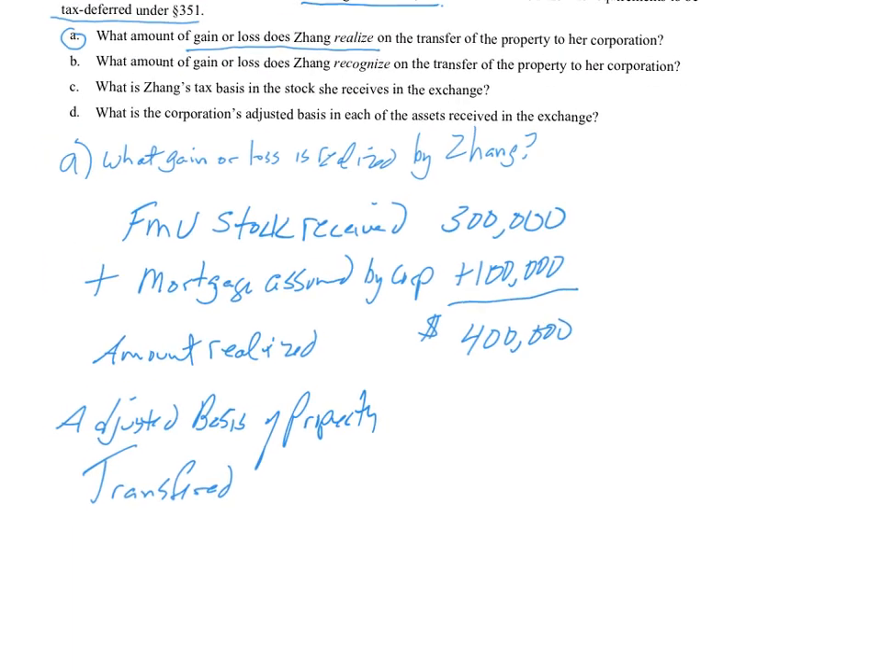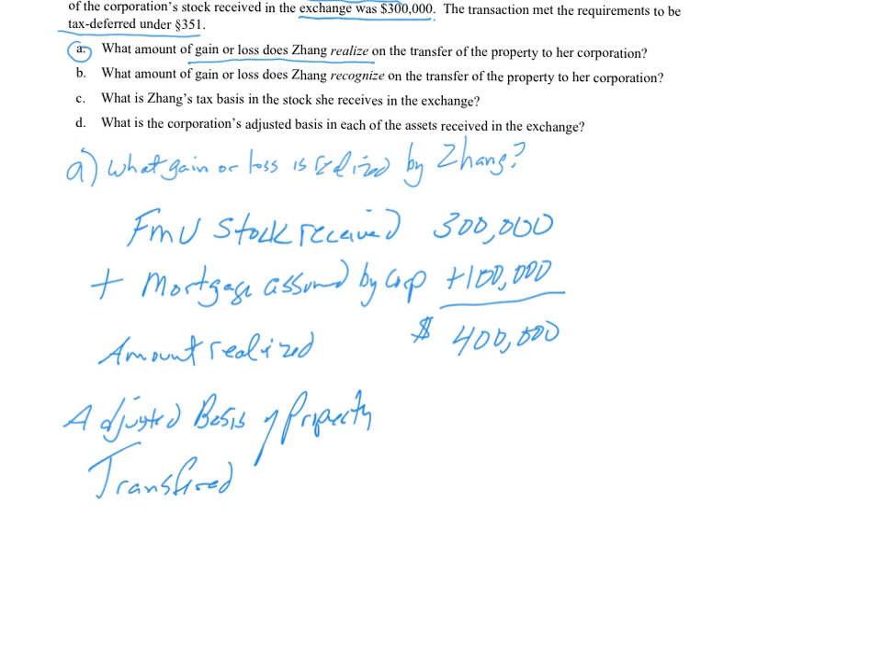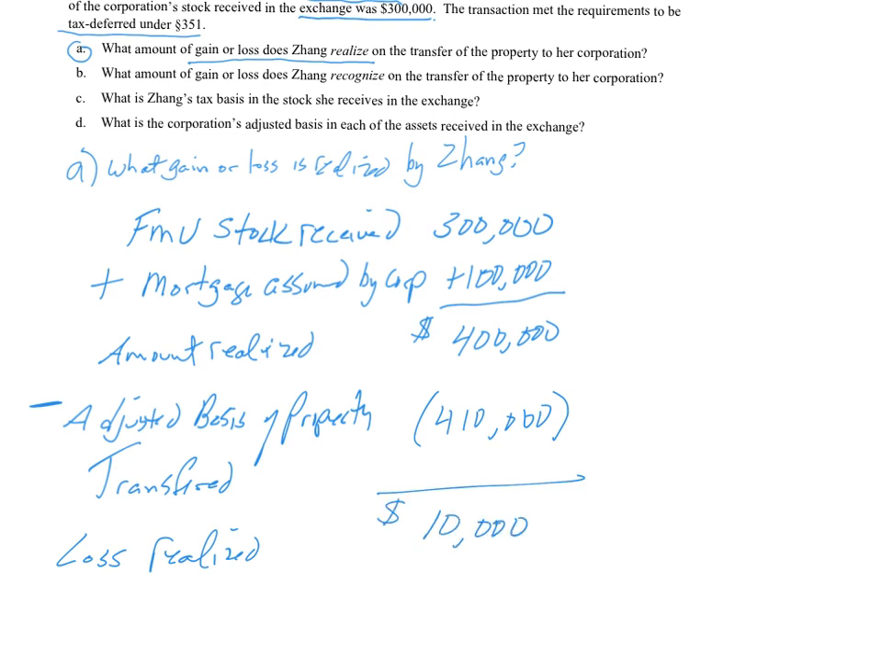Okay? So we have to subtract out that $410,000. So what do we have? We have a situation where she realized a $10,000 loss. Okay, so that was part A.